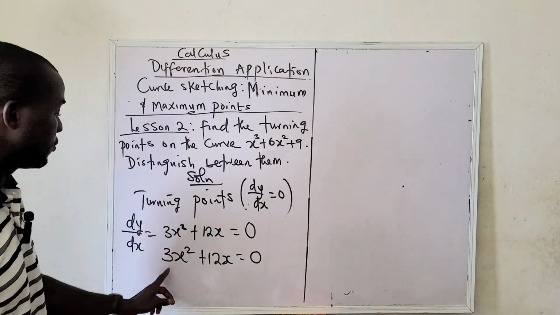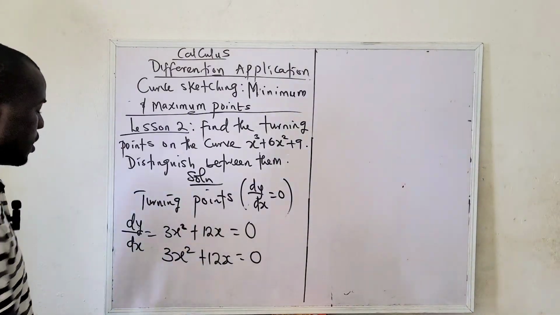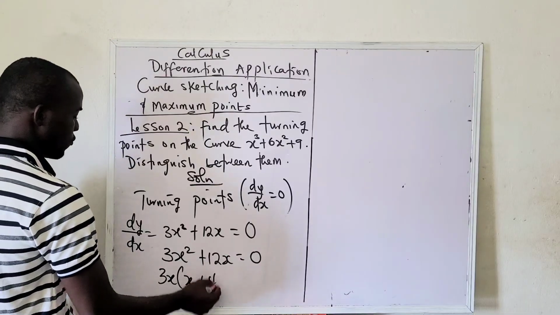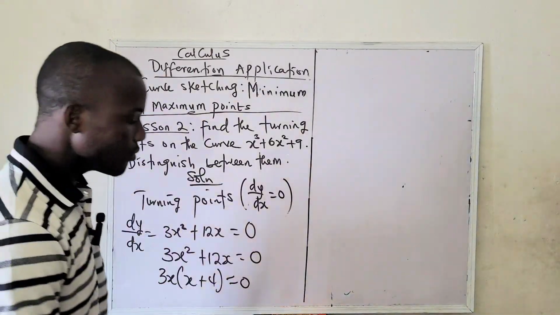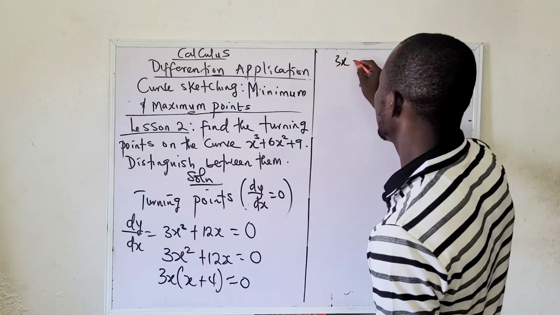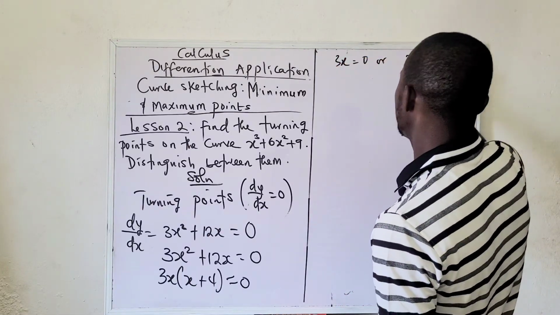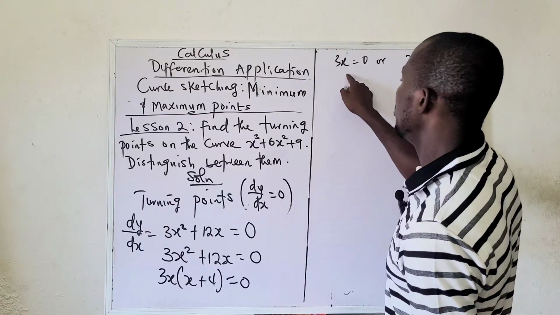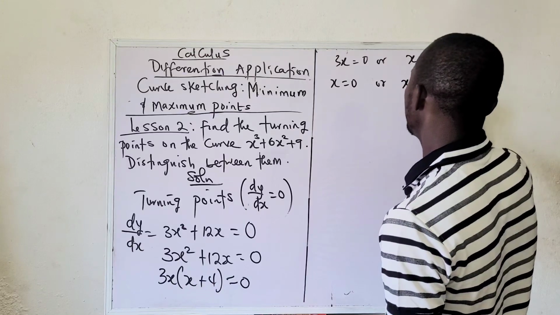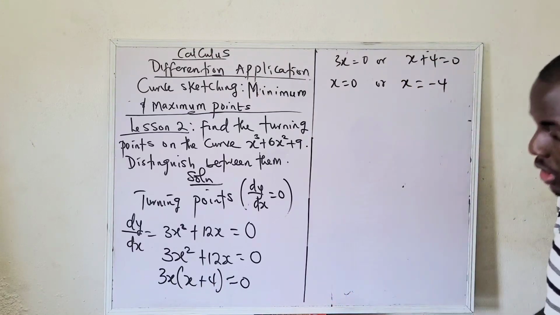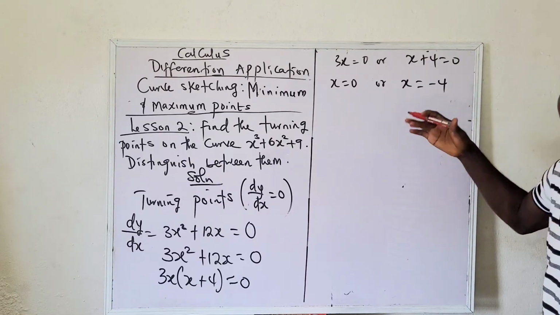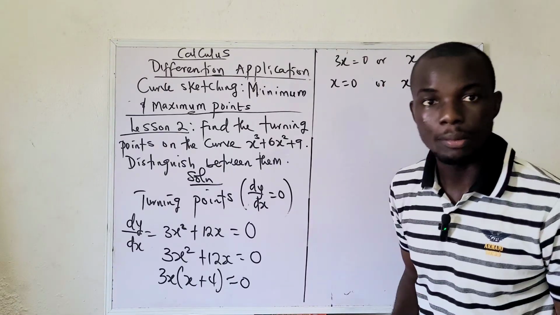What is common here? You can factor out 3x. So we factor out 3x, we'll be left with x plus 4, and that will be equal to 0. So from that, we could say that 3x equals 0, or x plus 4 equals 0. From here, you can tell that x will be equal to 0, or x will be equal to -4. So these are the values of x we can obtain that correspond to the turning points.